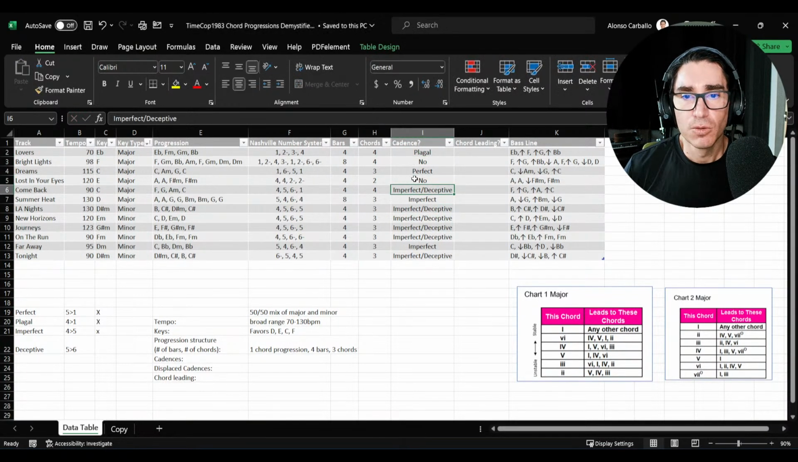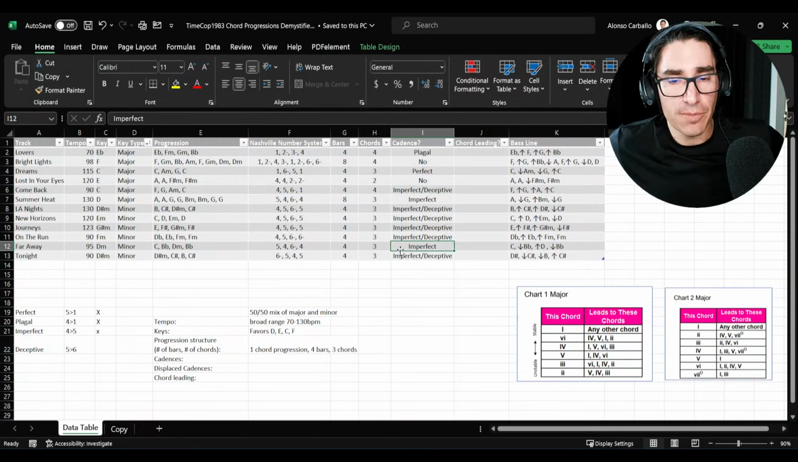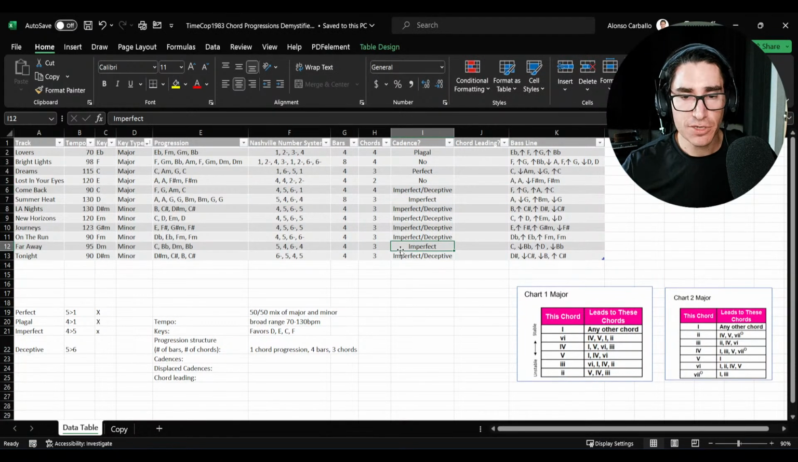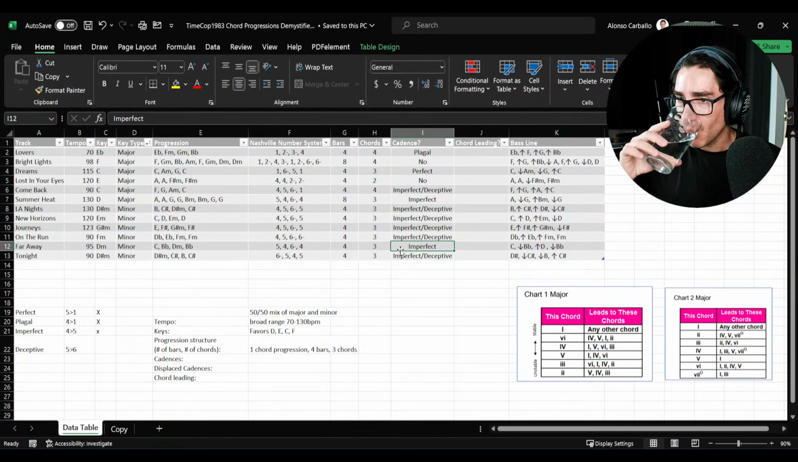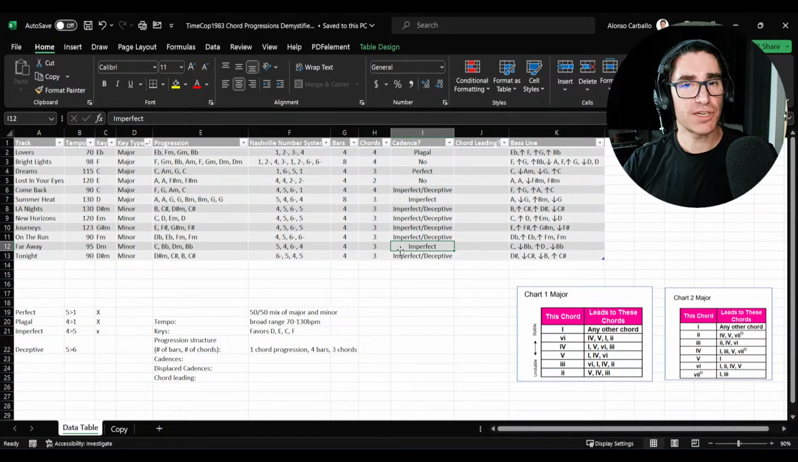Now, when we look at this, and if you remember the conversation or the live stream about the cadences, for the most part, you would consider it a cadence if the perfect and the plagal, for sure, you have to do a 5 to 1 movement and a 4 to 1 movement.